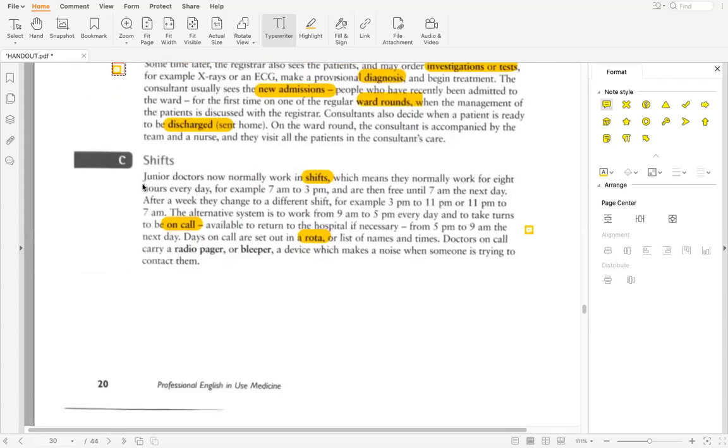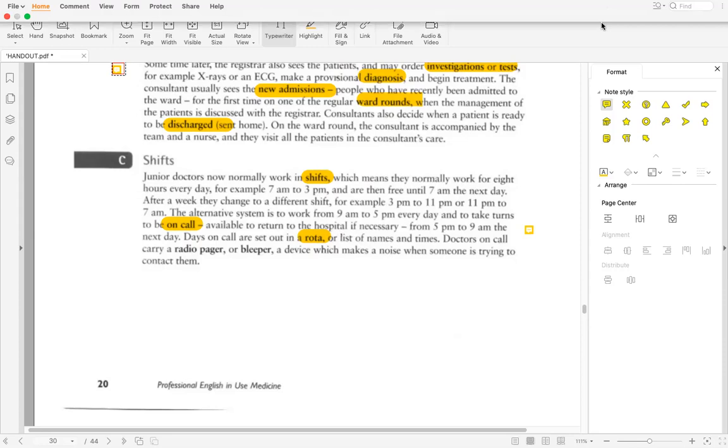Shifts. Junior doctors now normally work in shifts, which means they normally work for 8 hours every day. For example, from 7 a.m. to 3 p.m. and are then free until 7 a.m. the next day. After a week, they change to a different shift. For example, from 3 p.m. to 11 p.m. or 11 p.m. to 7 a.m.